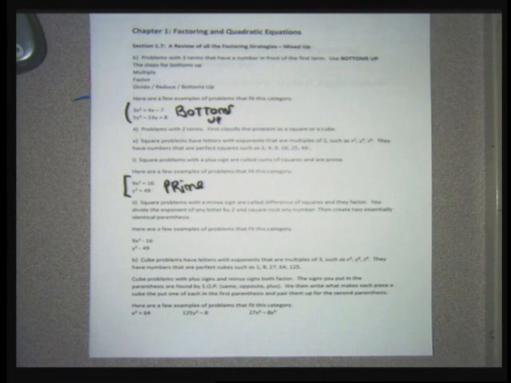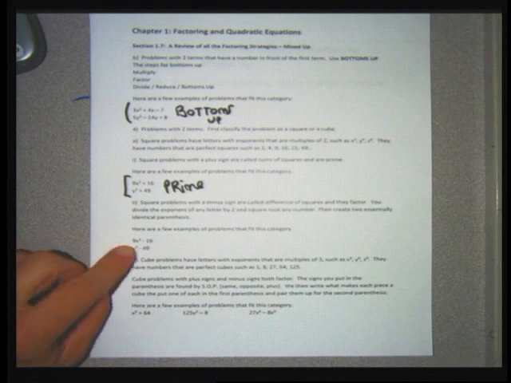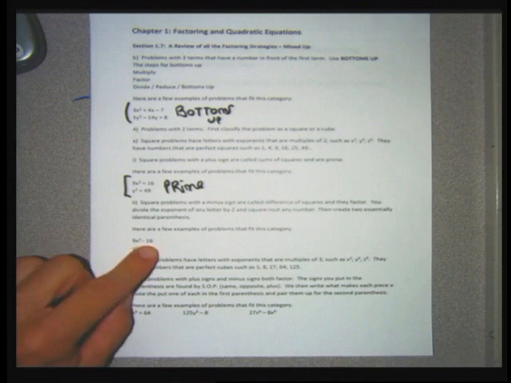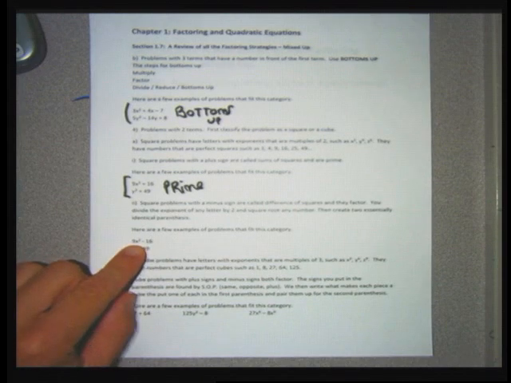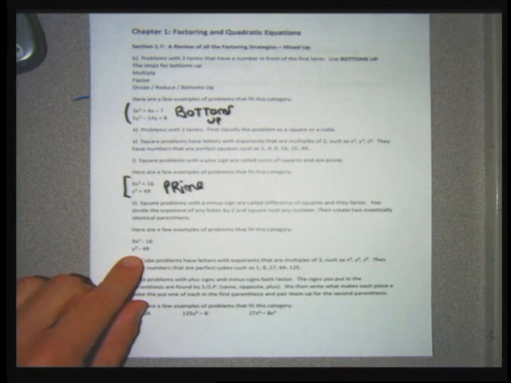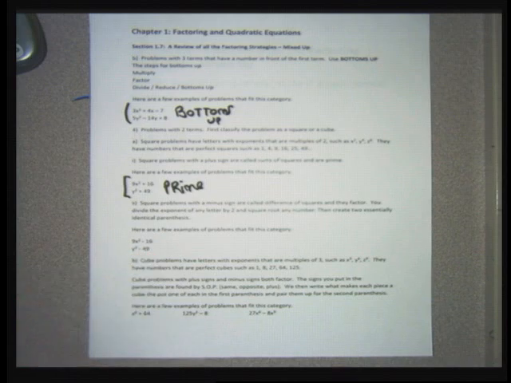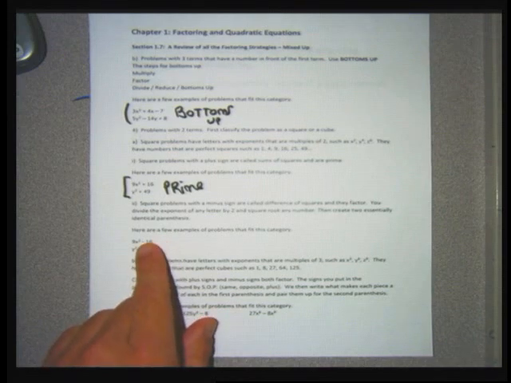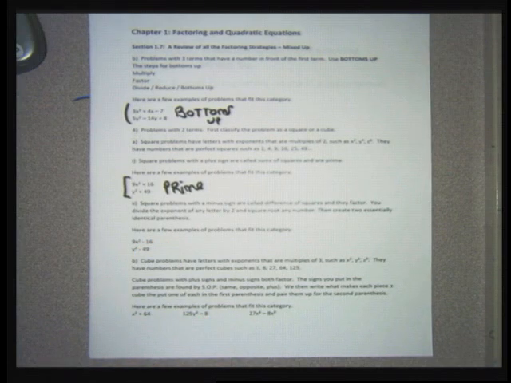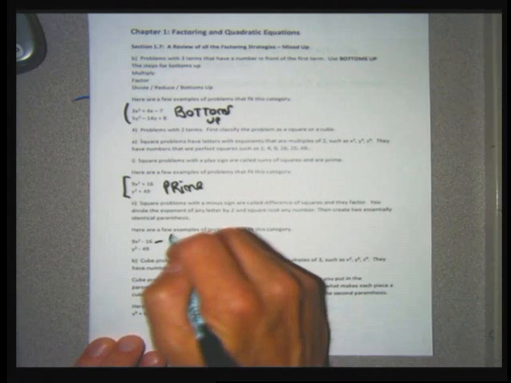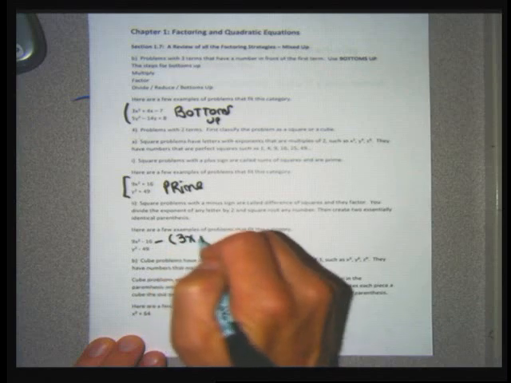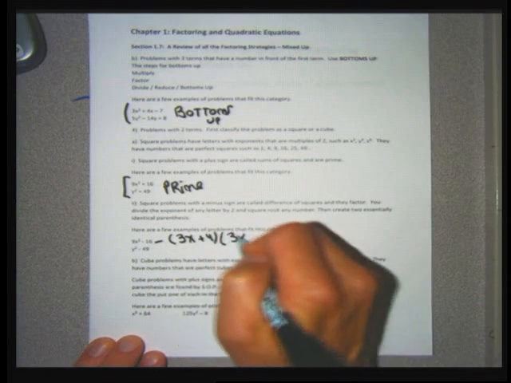Square problems with minuses factor, and here are examples of square problems with minuses. They're square problems because the numbers 9 and 16 are perfect squares. The letter has an exponent that's a multiple of 2. Similarly, here the exponent on the y is a multiple of 2. The number is a perfect square. These factor, and how do they factor? You square root any number, you divide any exponent by 2, and you get two essentially identical parentheses, one with a plus, one with a minus sign. So this would factor into 3x plus 4 and 3x minus 4.